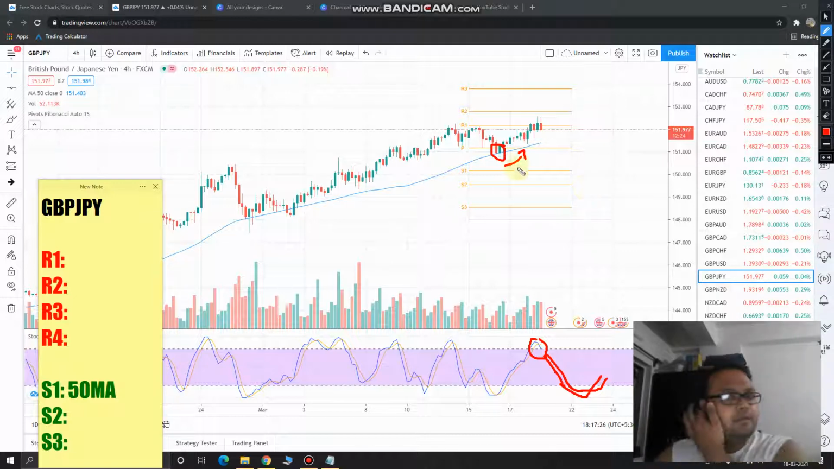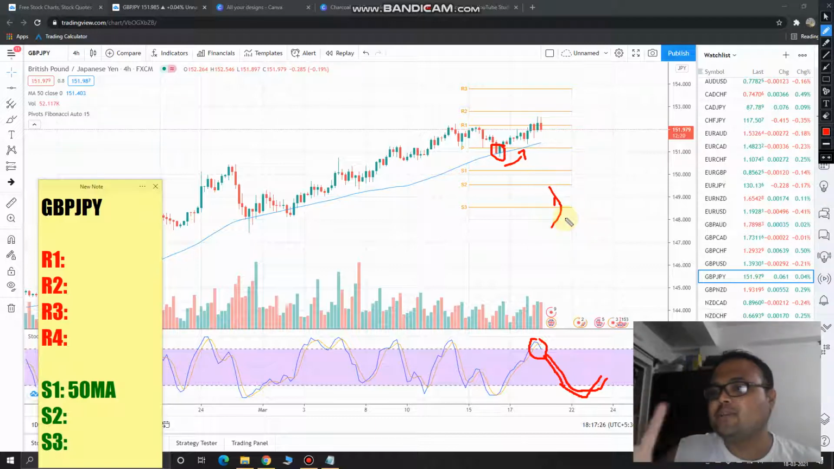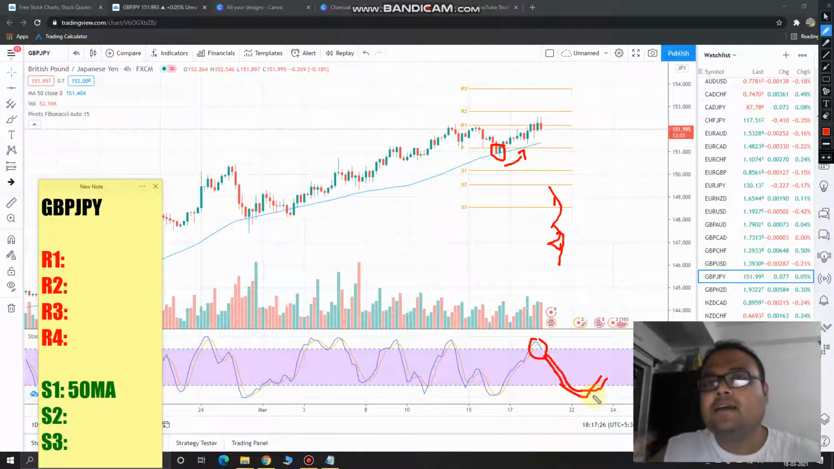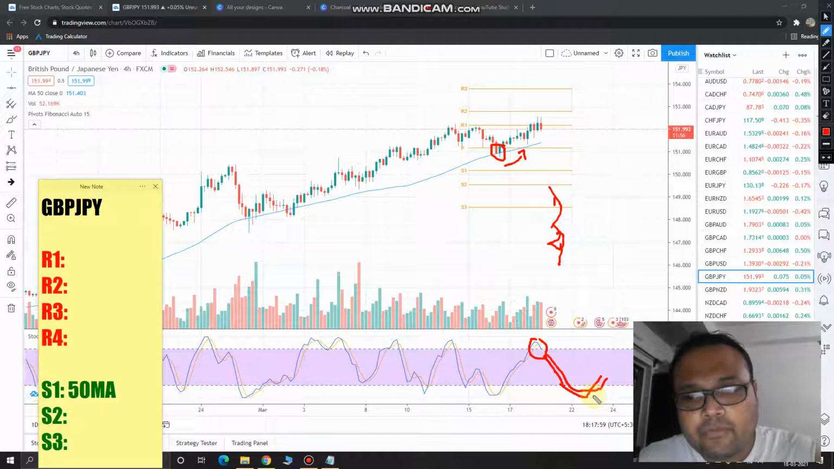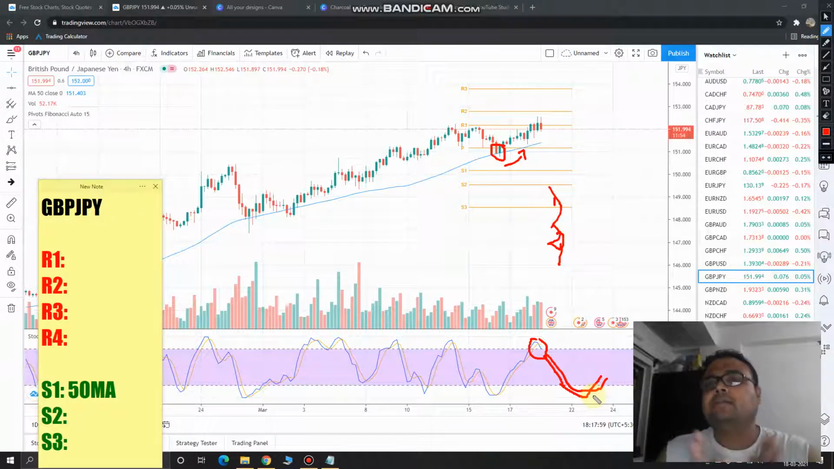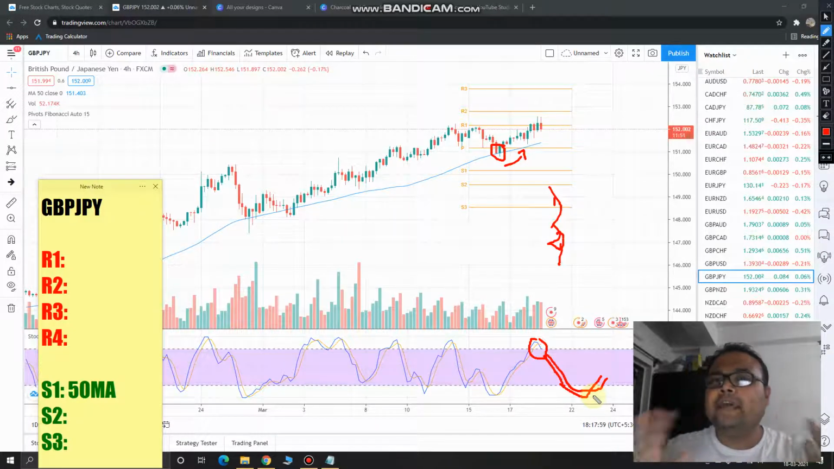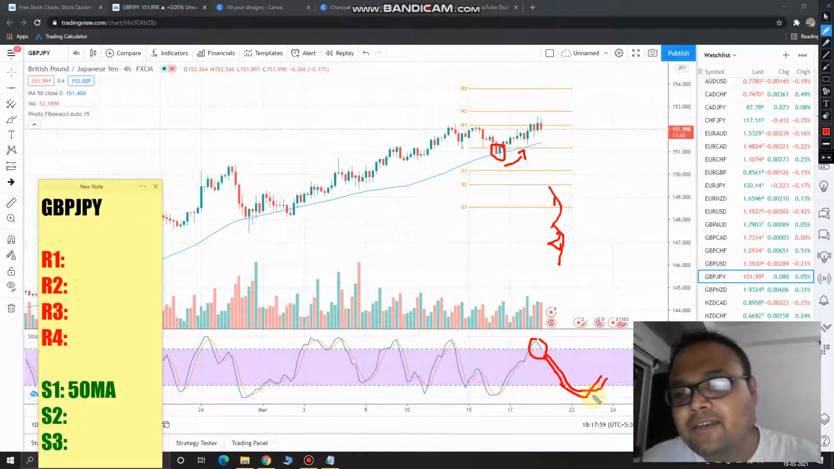So the first strategy is just wait for the market to come down to the 50 moving average, take support and bounce back. If it bounces back, then buy. The second point is wait for the stochastic RSI to come down to the oversold zone, and when it goes up again, just look at the position of the price. If you see that the market is still respecting the 50 moving average and is trading above it, just buy. And the target is simple: be on the trade as long as the market is trading above the 50 moving average.